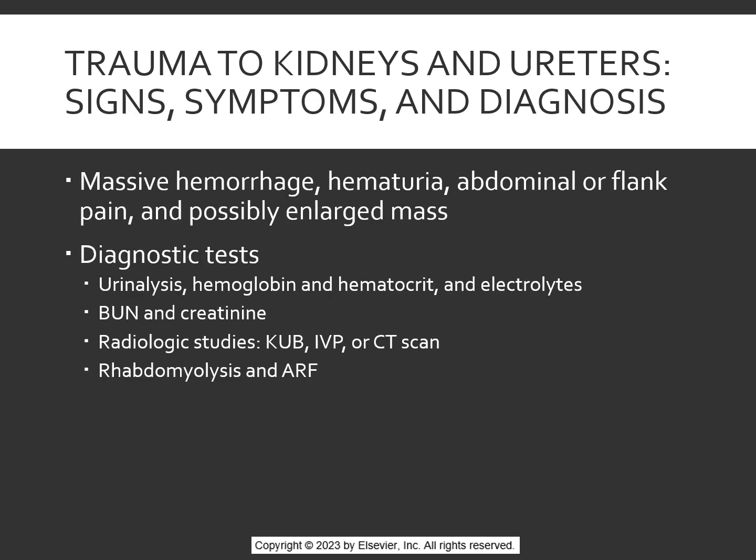Signs and symptoms characteristic of trauma to the kidneys include bruising, hematuria, abdominal or flank pain, and possibly an enlarged mass in the kidney area. Diagnostic tests include serial urinalysis, hemoglobin and hematocrit tests, and measurements of electrolytes. Radiologic studies such as a KUB, IVP, or CT scan can demonstrate the extent of damage to the urinary system.